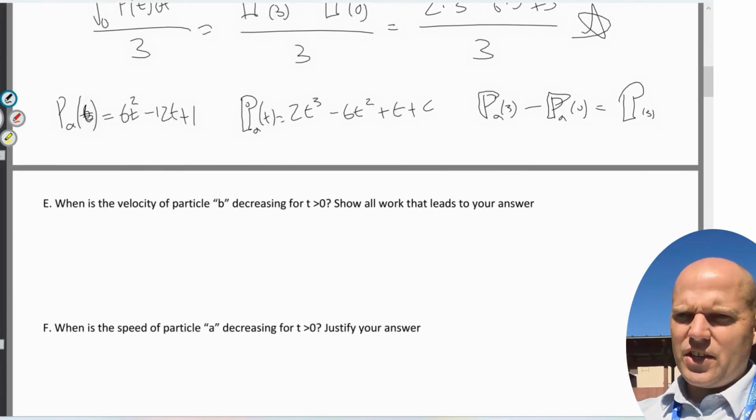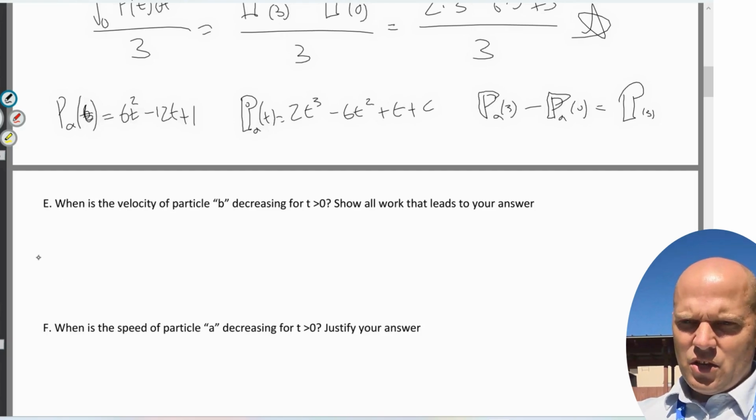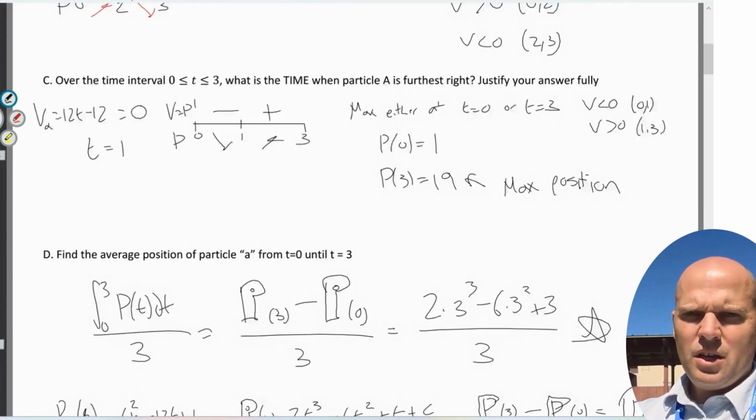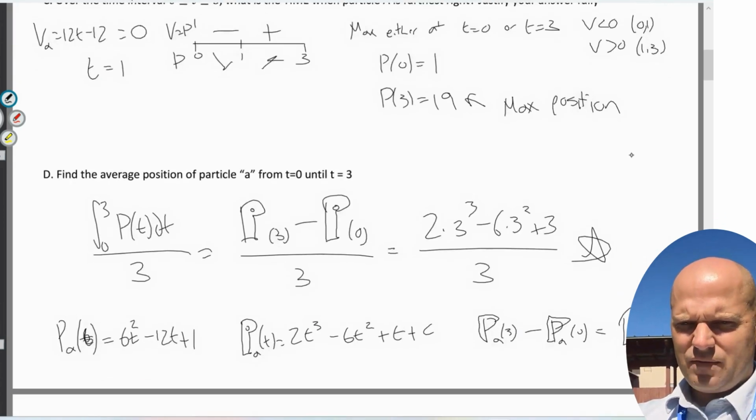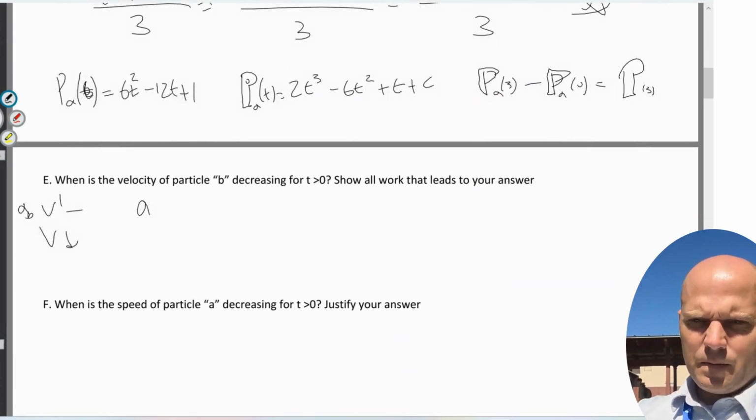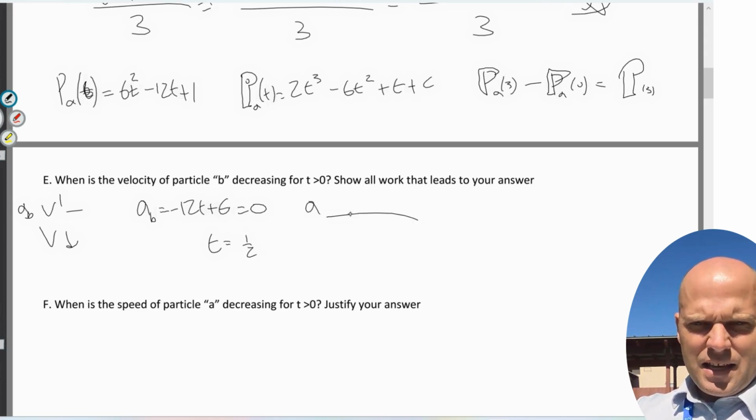When is the velocity decreasing? Okay, a velocity will decrease when its derivative is negative. I need to look at the acceleration for particle B. The acceleration for particle B is negative 12t plus 6. I'm going to see when that equals 0. That's going to be when t equals positive a half. So my A, which is V prime, will tell me about V.